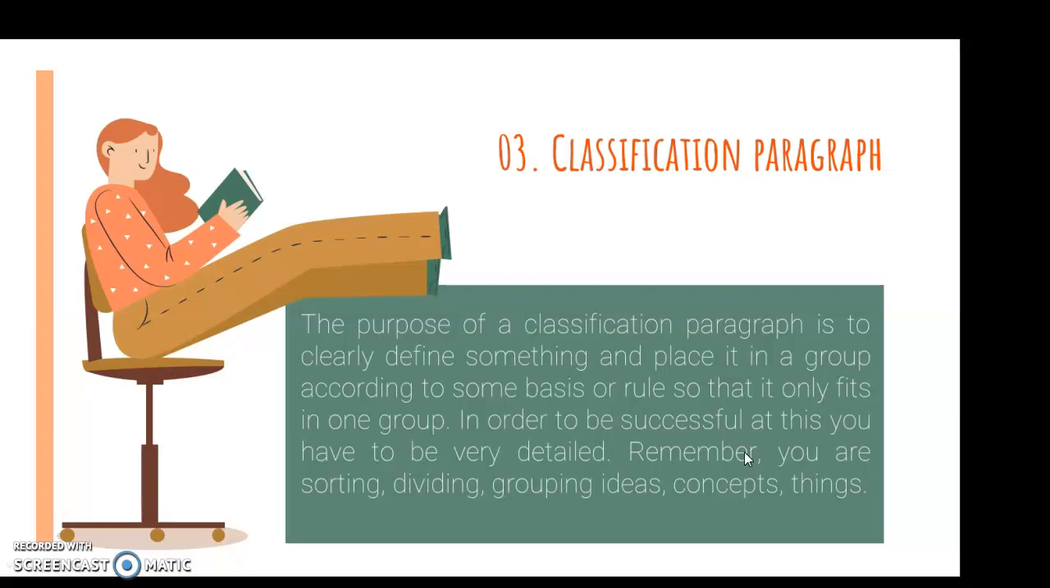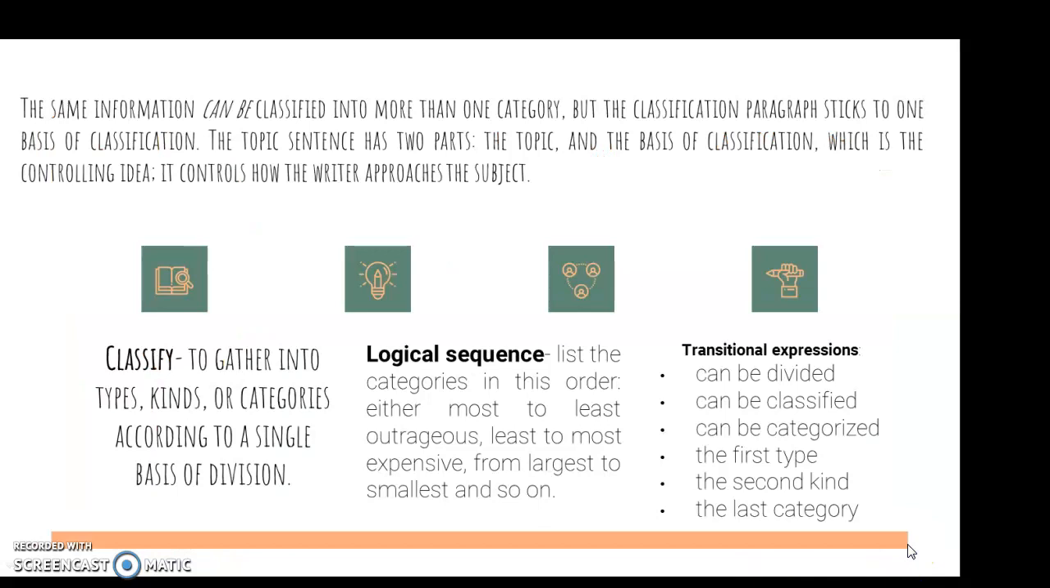The purpose of a classification paragraph is to clearly define something and place it in a group according to some basis or rule that it only fits in one group. In order to be successful at this, you have to be very detailed. Remember, you are sorting, dividing, grouping ideas, concepts, or things. But the main focus here is that you classify. So how are you going to classify in a classification paragraph?